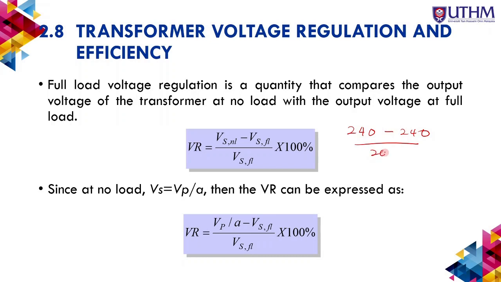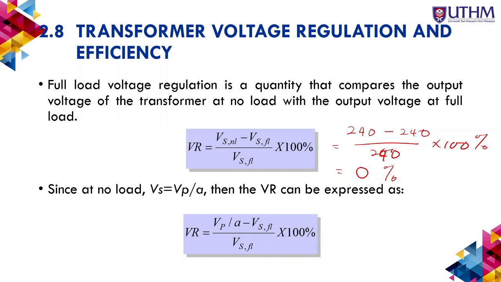Okay, so 240 darab dengan 100. Okay, so of course dia akan dapat 0 lah. Okay, so 0%. So which mean they have no change. Okay, the no load and full load adalah sama, tak berubah. Okay, then that is what we need lah. So tak ada perubahan tu yang kita nak. Okay, tapi tak mungkin lah berlaku macam tu kan.